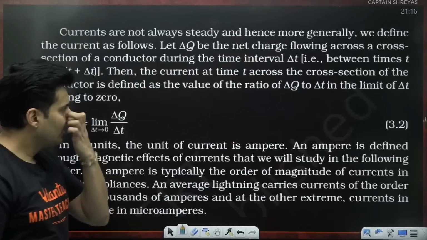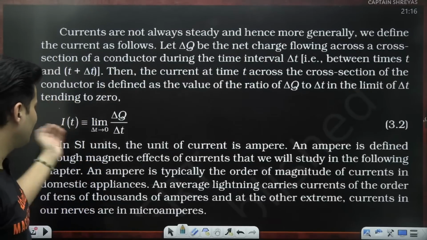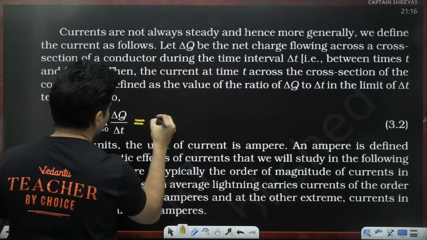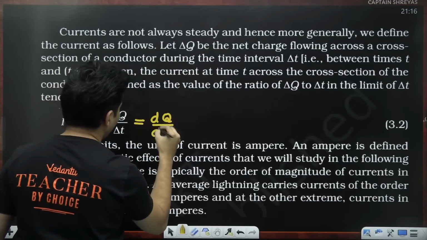Now the next part talks about the derivative of the charge with respect to time, and they have given one formula over here which is the same as dq by dt.